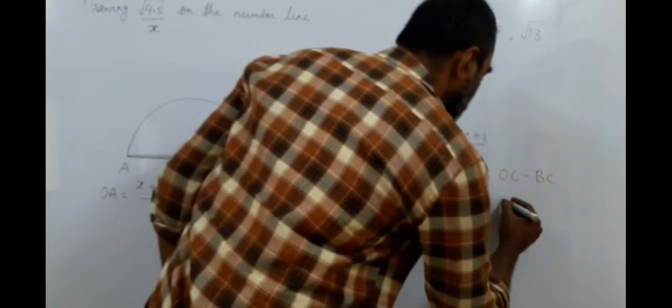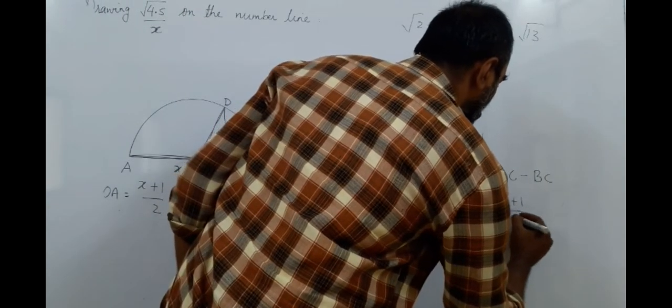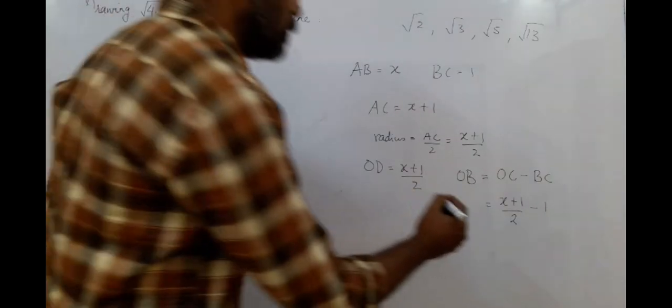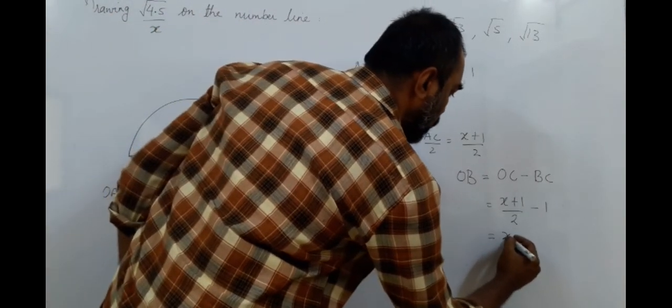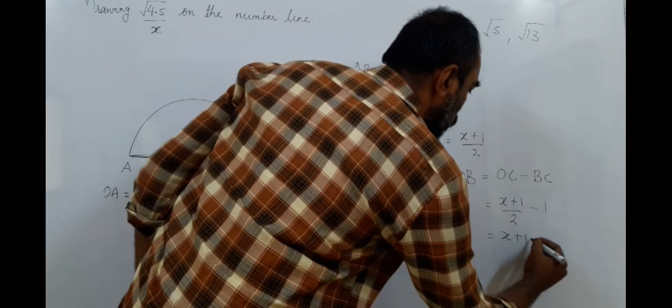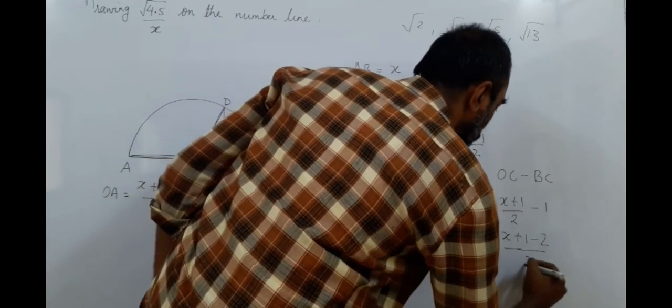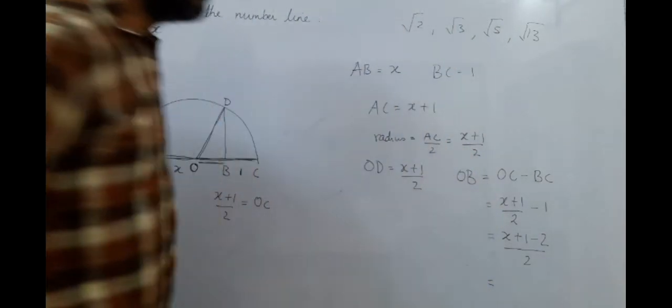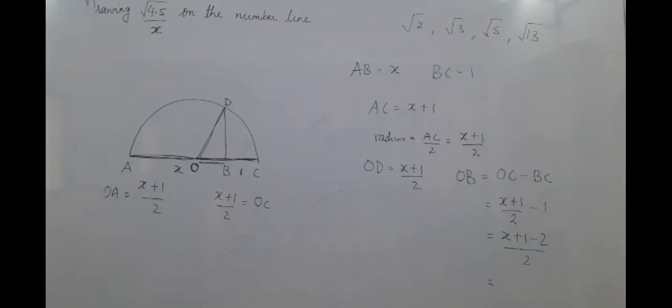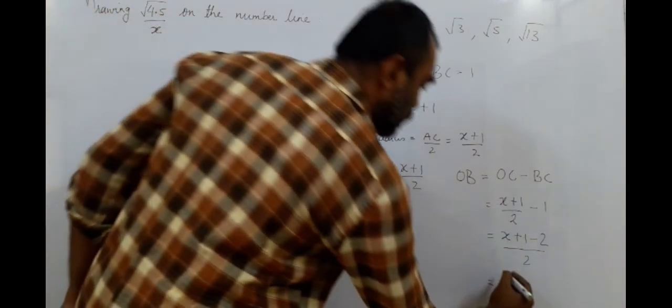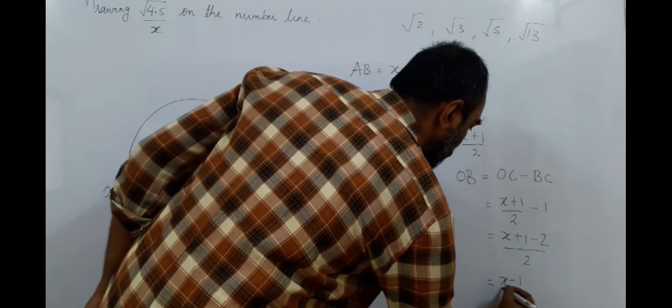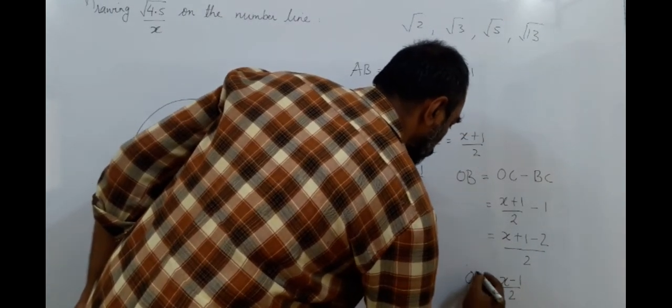What was OC? x plus 1 upon 2. What was BC? BC was 1 unit. So if I take the LCM, I get x plus 1 minus 2 upon 2. And what is x plus 1 minus 2? 1 minus 2 is minus 1. So OB is x minus 1 upon 2.